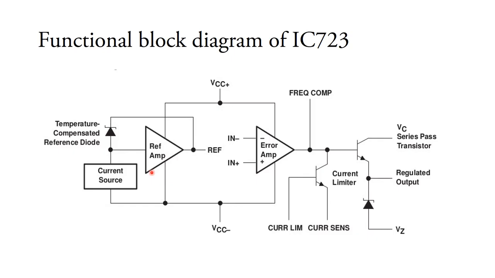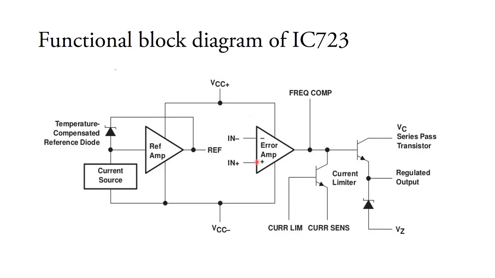Voltage reference amplifier is constructed using a Zener diode, constant current source and reference amplifier. It is used to provide a constant reference value of around 7.15 volt. The Zener diode is forced to operate in reverse bias condition using this constant current source. Thereby it provides a constant reference value of 7.15 volt.